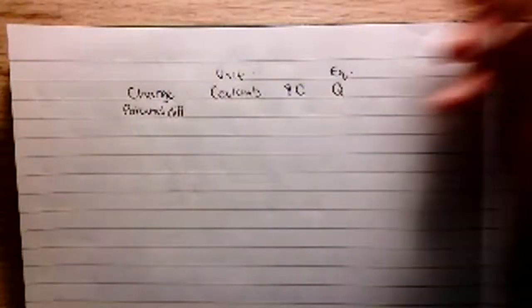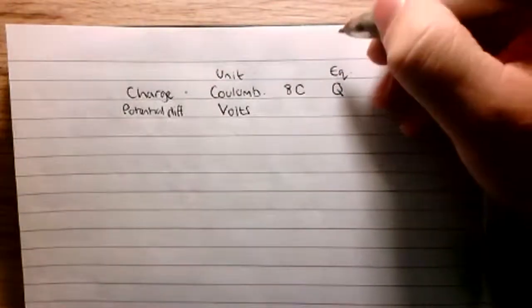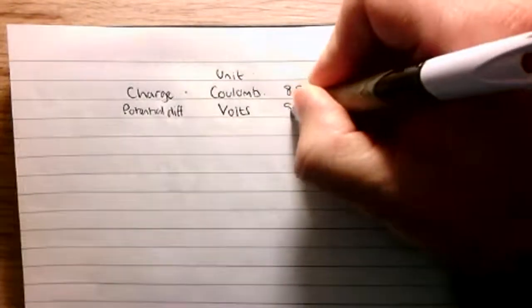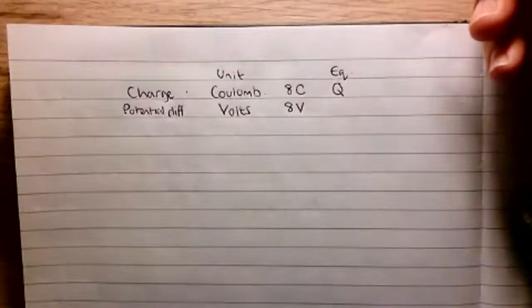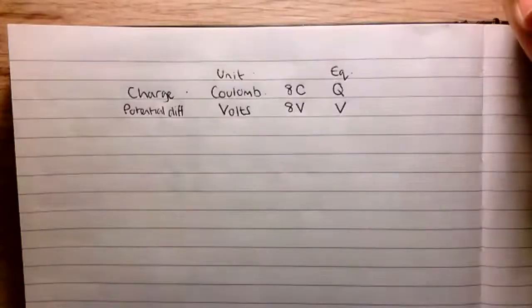Okay, we're also going to talk about potential difference, which we measure in something called volts. So volts is the measure of potential difference. If we were talking about an amount of volts, say 8 volts, we would use 8V for it. And this is an easy one. In an equation, we use the letter E for potential difference.